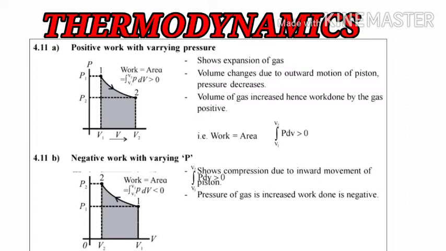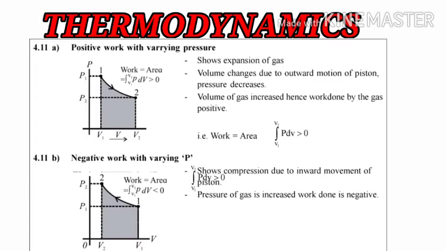You can see here that the volume is changing continuously as it moves from 1 to 2. The volume has changed from V1 to V2, and after V2 the volume has become constant and the pressure has increased up to P2. So this is the process. As you go from V1 to V2, the volume becomes constant and the pressure increases.